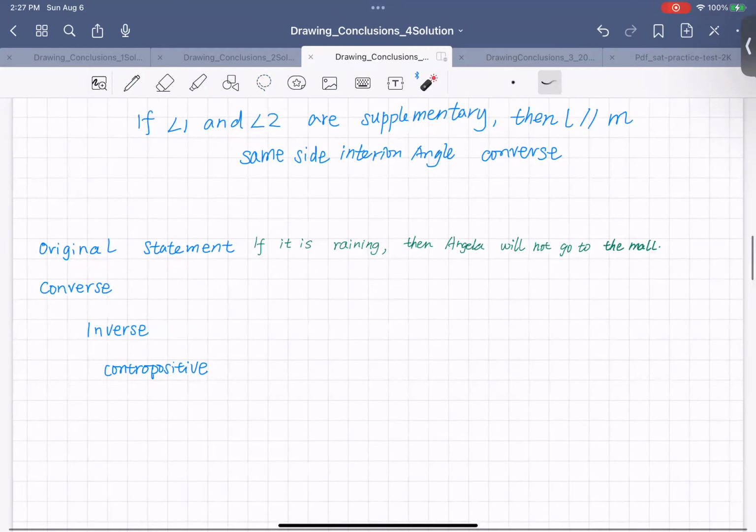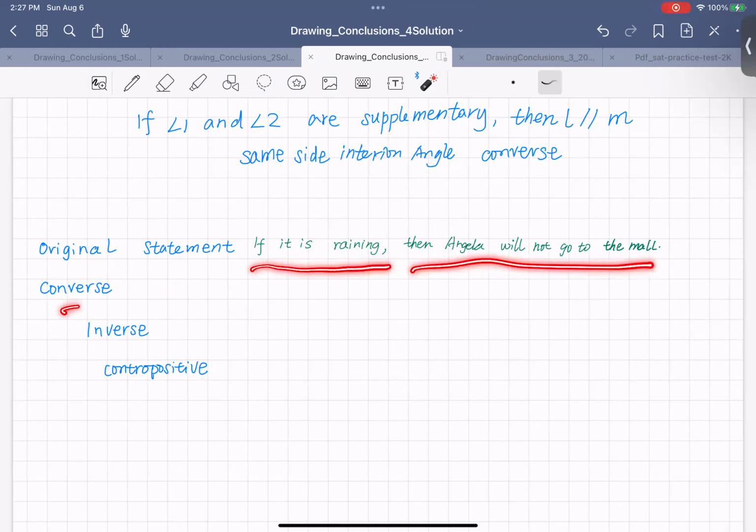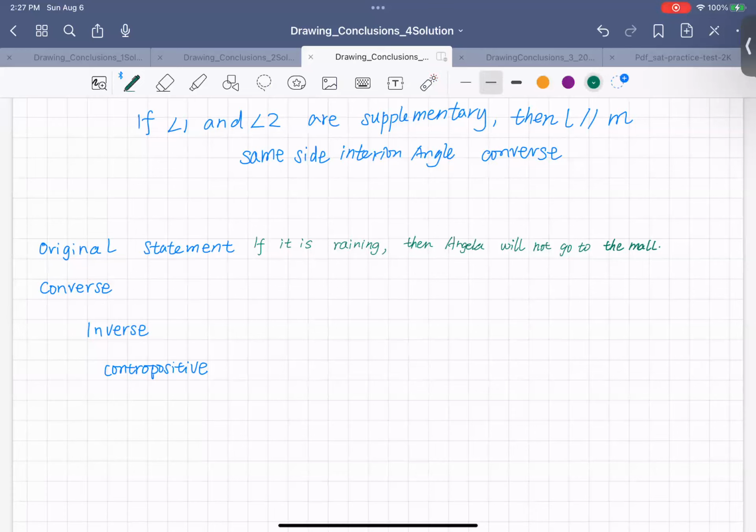So original statement is from A to B. Then for the converse, you will just put B first, then you put A. So Angela, let's change this statement to be the converse. Go ahead, please. If Angela does not go to the mall, then it is raining. If Angela is not going to the mall, you just switch this, right? Yes.